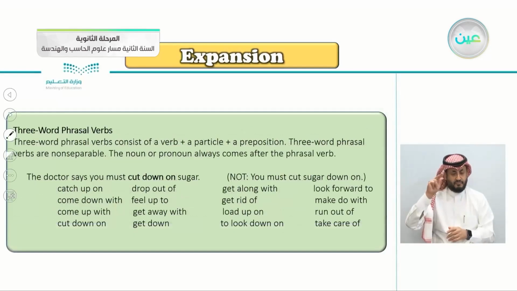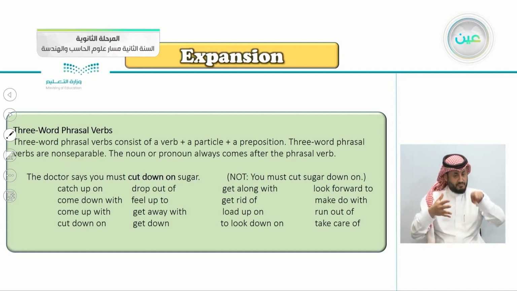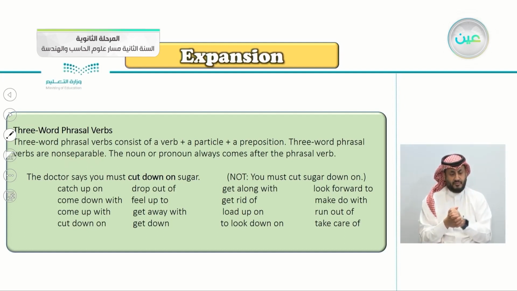And remember, there are also the 3-word phrasal verbs, which we have in this exercise. The 3-word phrasal verbs consist of a verb plus a particle plus a preposition. They are non-separable. You can't separate them. The noun or the pronoun always comes after the phrasal verb. For example, the doctor says you must cut down on. Cut down on. Catch up on. Come down with. Drop out of. Get along with, and so on.